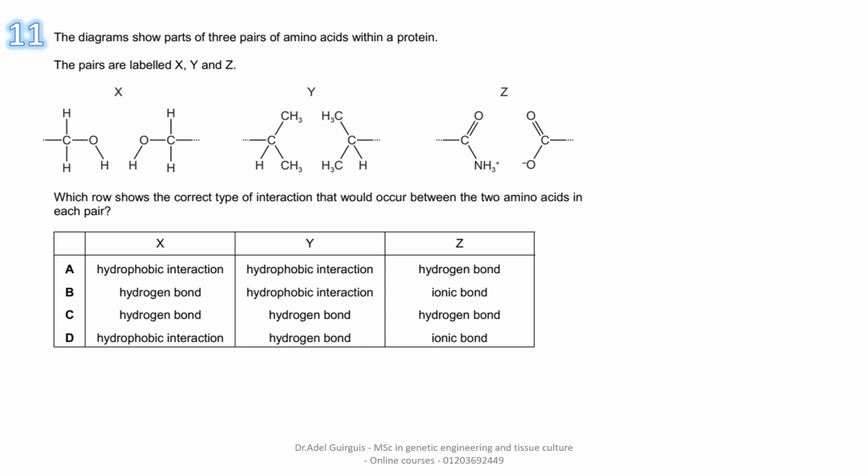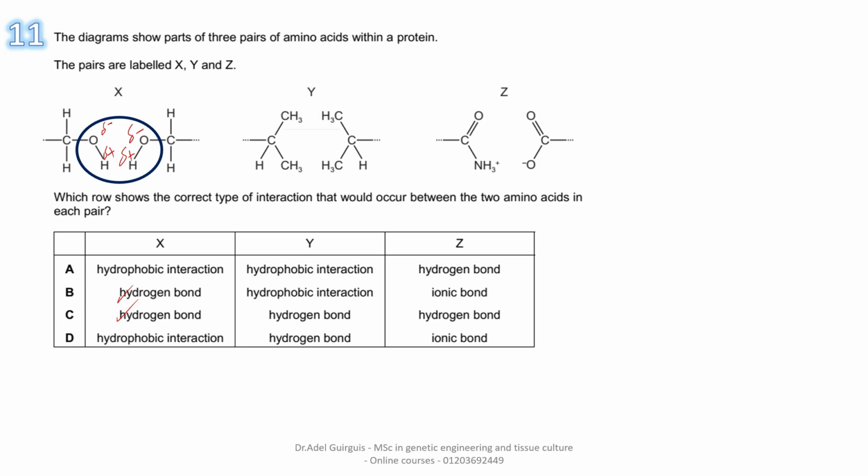Here, look, OH, OH. Sure, it forms what? A hydrogen bond. Why? Because OH is a polar group. Here partially negative, partially positive, partially positive, partially negative. Here, a hydrogen bond will be formed. So the answer for X is B or C.